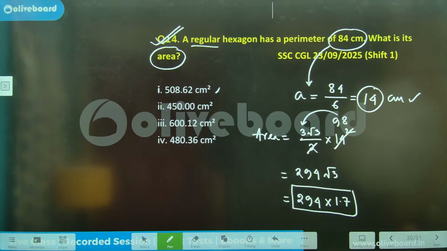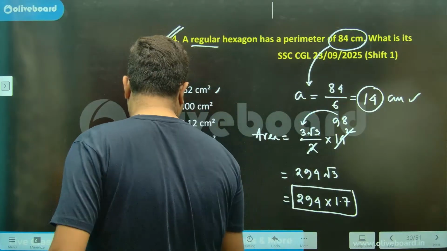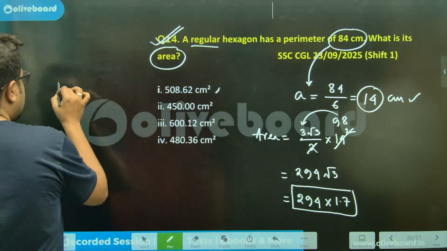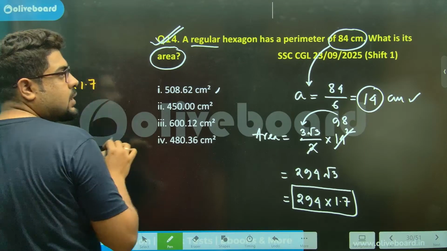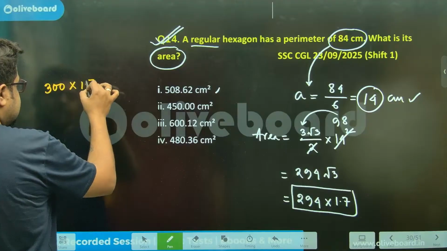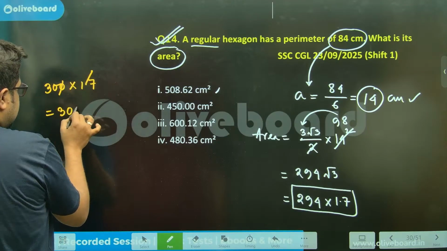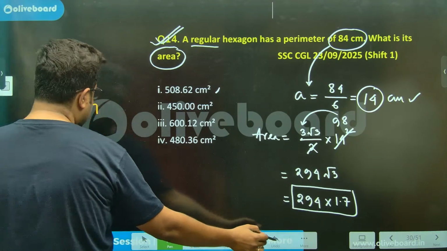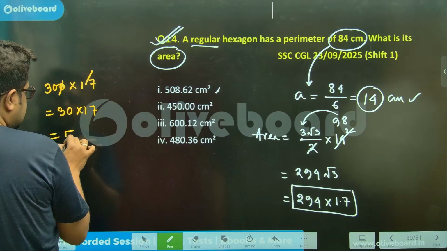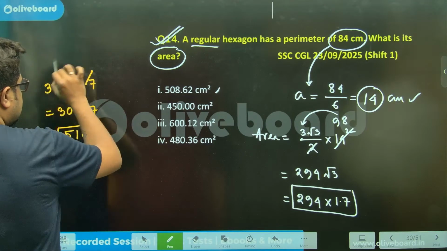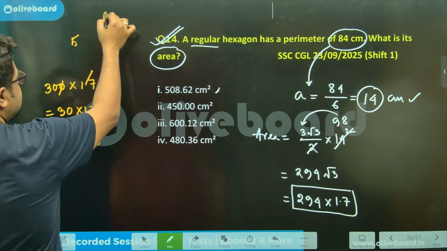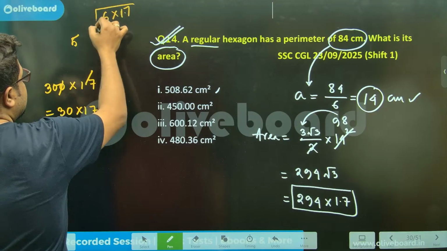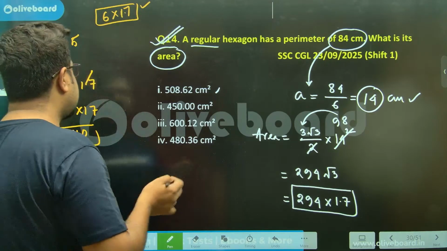Sir, it has to be around 500. It cannot be 500, please understand. Again, I'm explaining. 294, if I take this as 300 into 1.7, then 300 into 1.7 is 510. So this must be less than 510. How much less? I've taken 6 more into 1.7, so almost 10 less.